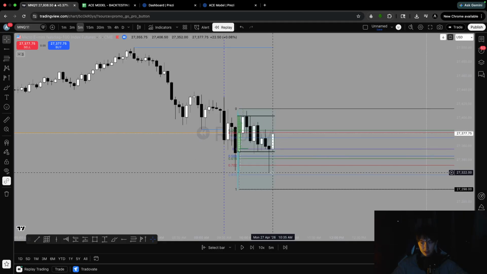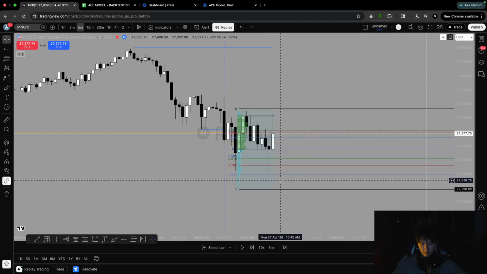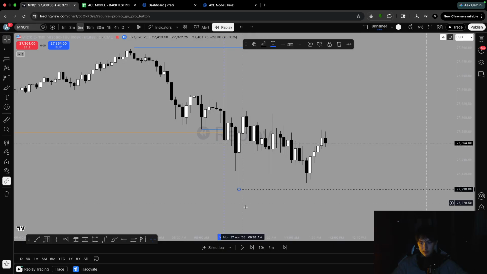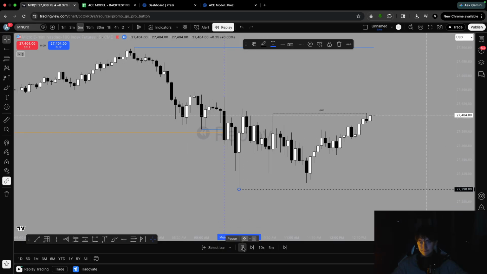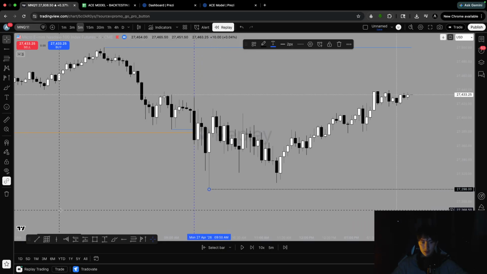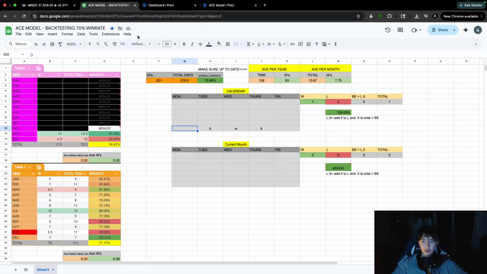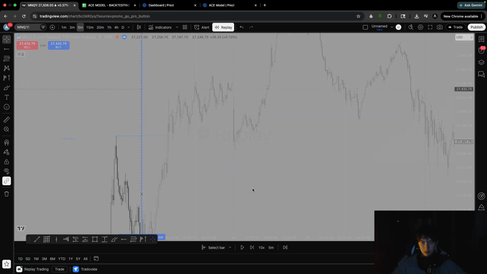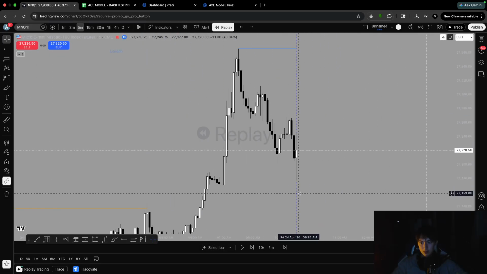Yep, and you can see it ran straight to our stop loss. So it would not have been valid. But let's see if there's any other trades that play out. Swing low is right here. Nope, nothing. No trade day. We go to Friday. Here's Friday.